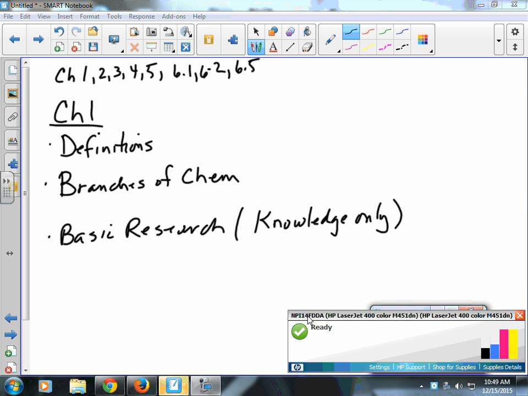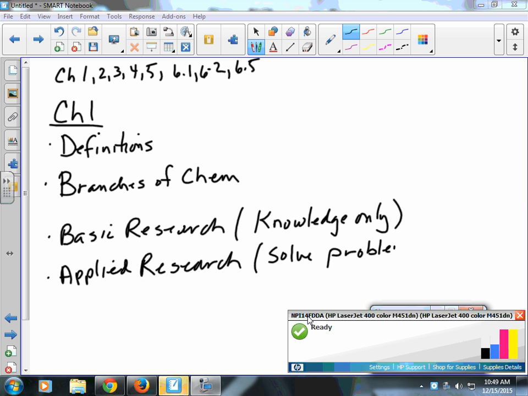Applied research. That is where you're trying to solve a problem. You know, like alternative fuel sources. Research with that, well, that's applied research because there's a certain problem in mind that they're trying to solve. Or finding a cure for cancer, you know, a specific problem.